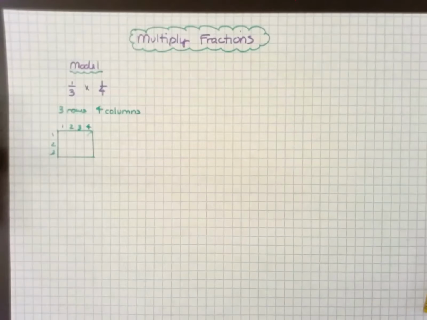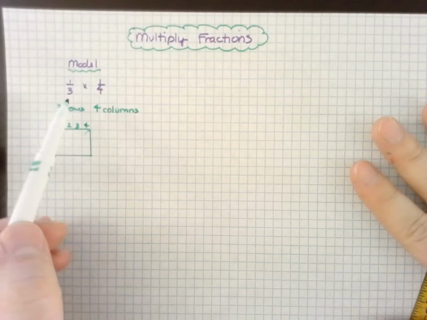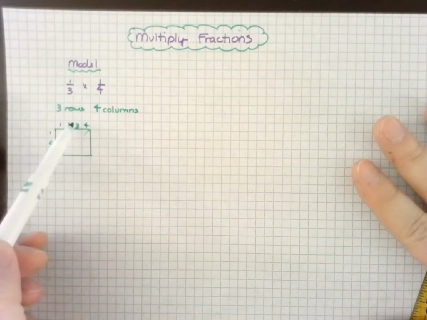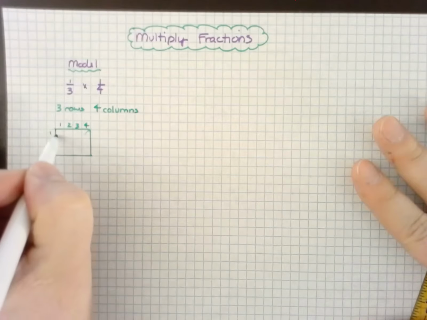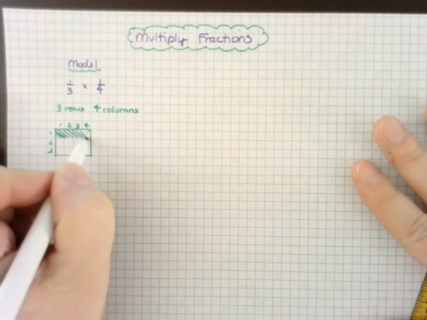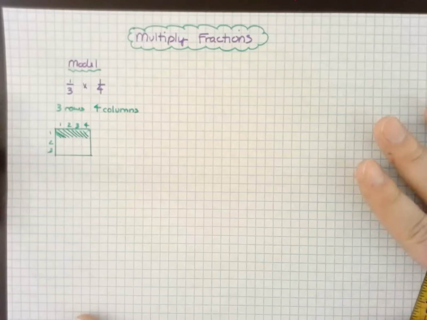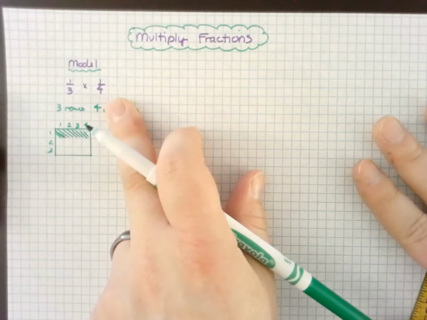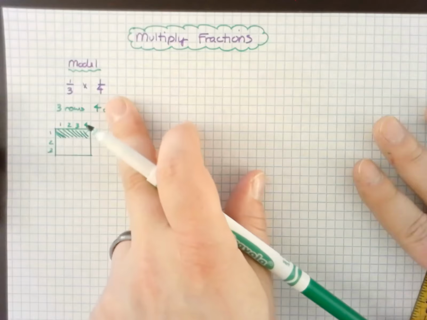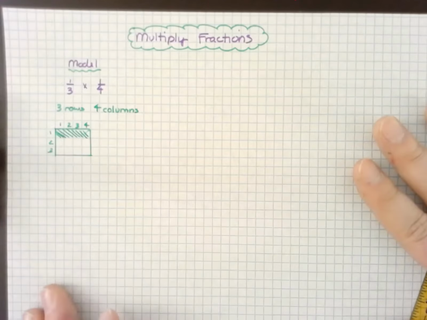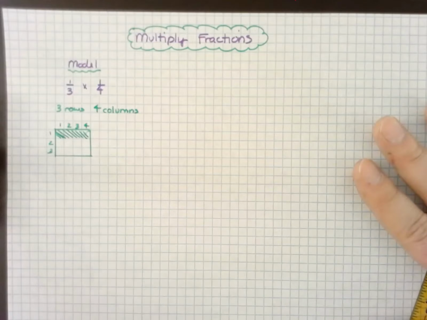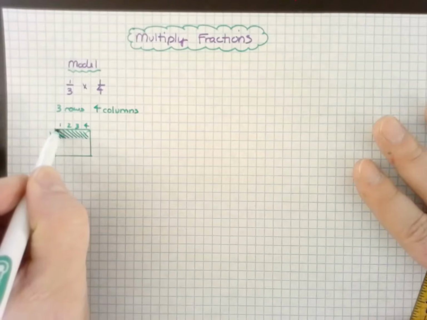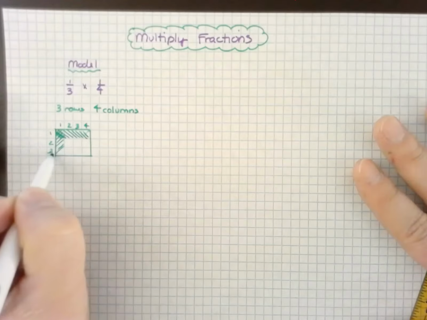All right. So lightly, I like to go ahead and shade in the number of rows and columns that are given in the fraction. So in the first one, I have 1 out of 3 rows. So the first row I'm going to shade in. There's 1 out of 4 columns being shaded in for the second fraction. And so I'm going to go ahead and shade in 1 column.